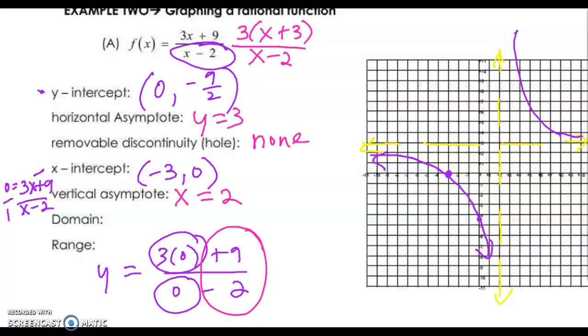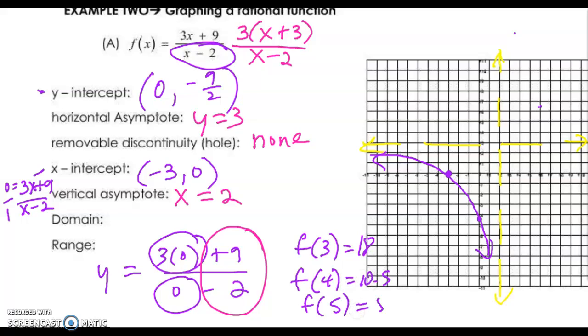Okay, now I'd probably like to have one point up here so I could plot it. We could do f of 3 and I get 18. That's off the grid. f of 4 and I get 10.5. f of 5 and I get 8. Okay, good enough. There you go. There's your graph.